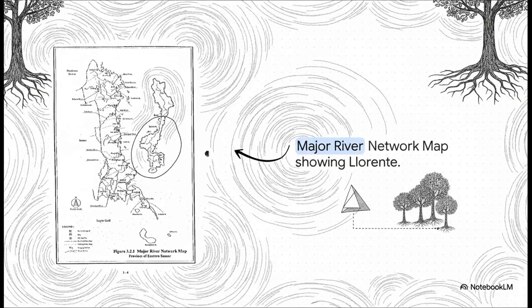Now, what's really interesting here is how these natural lifelines spread out across the province. If you look closely at the major river networks, you'll spot the municipality of Lorente, which is completely supported by the Lorente River. These complex water systems absolutely depend on having healthy, deeply rooted forest upstream. That's what regulates the water flow and stops disasters from happening.